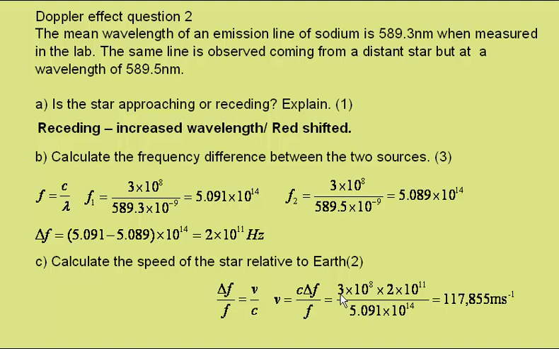Putting in the numbers, 3 times 10 to the 8 meters per second for the speed of light. The change in frequency, 2 times 10 to the 11 Hertz, we found in part B here, and the frequency in the lab we found here as frequency 1 of 5.091 times 10 to the 14, which gives a recession speed of 117,855 meters per second.